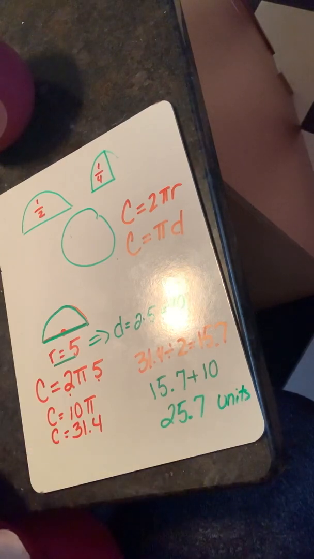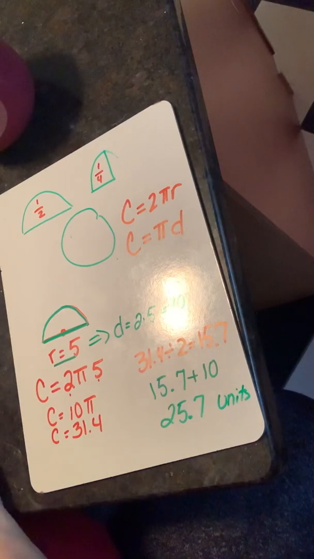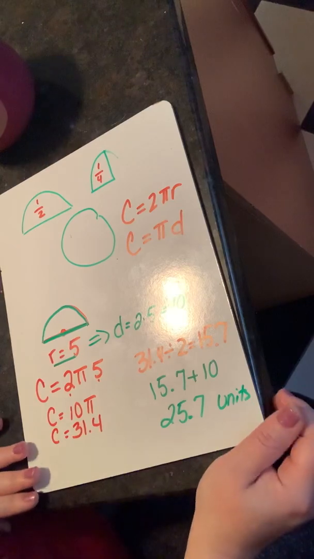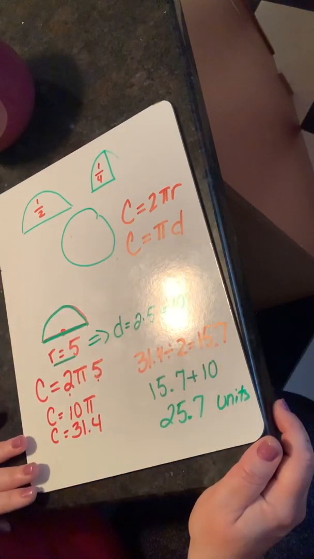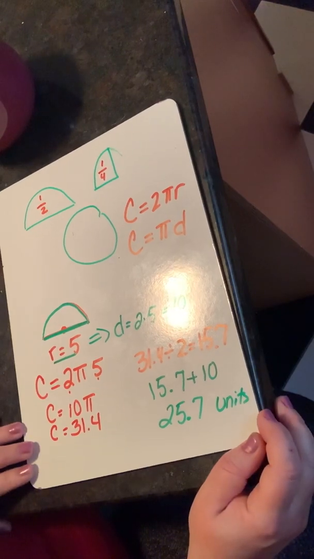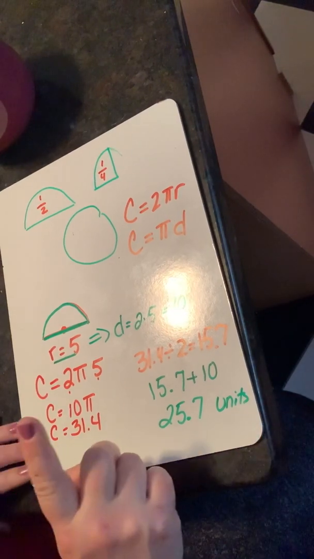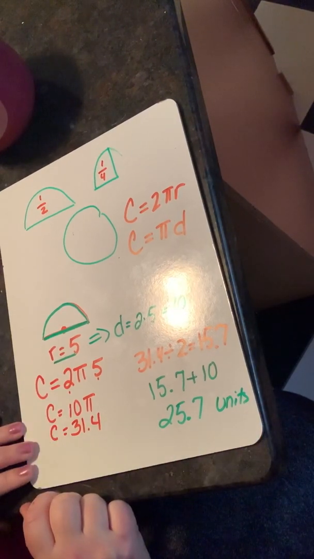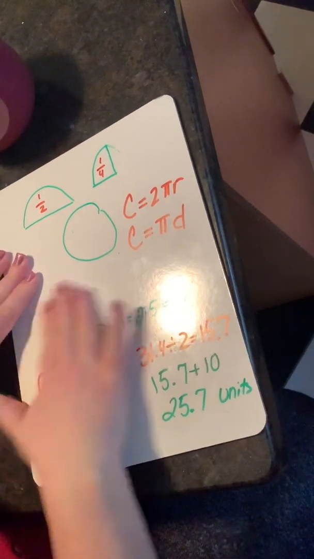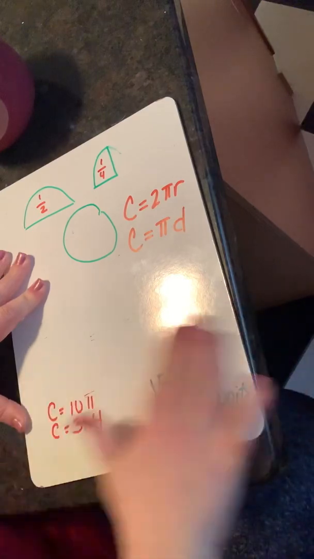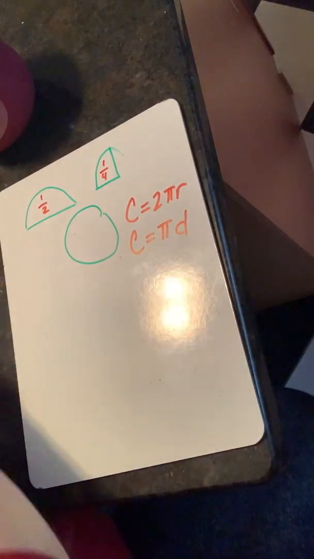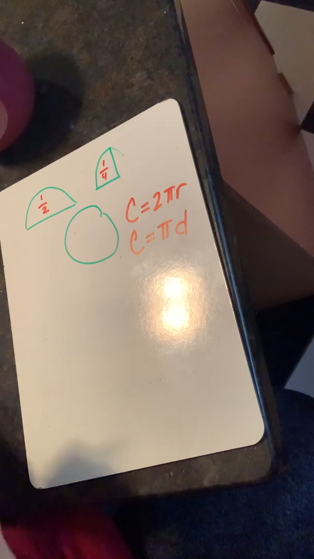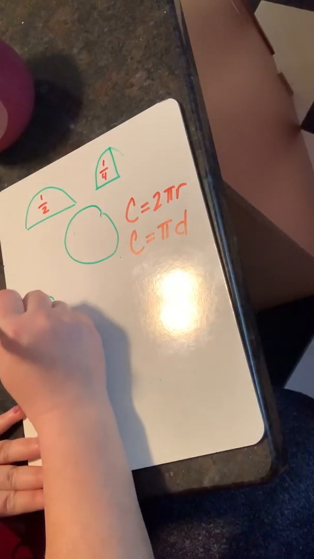Since we're just talking about the perimeter around the outside of my shape, my units are plain old units. They're not squared, they're not cubed. So that's the perimeter of a half circle or a semicircle. So now I want to talk about the perimeter of a quarter circle. So I'm going to make my shape again, my quarter circle.